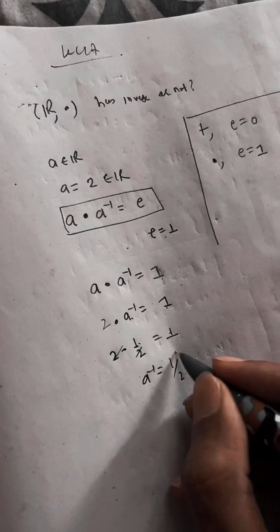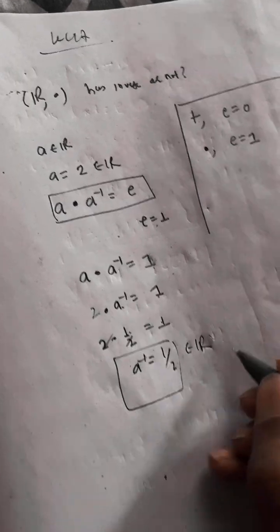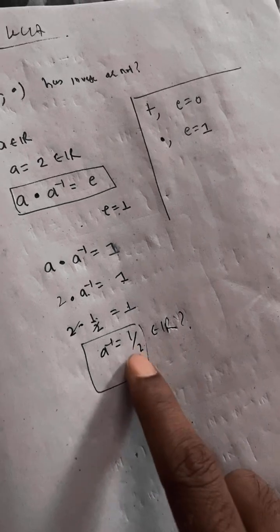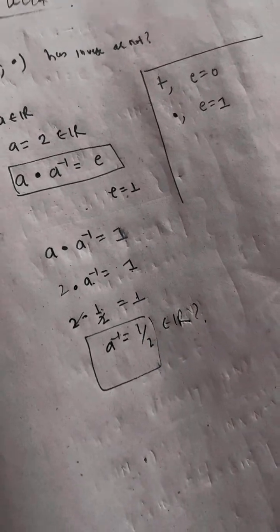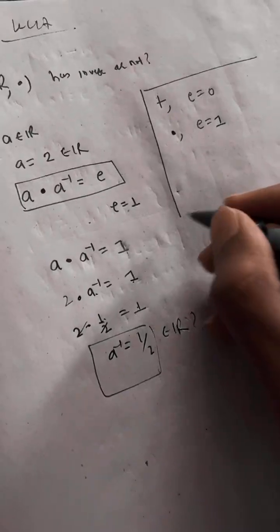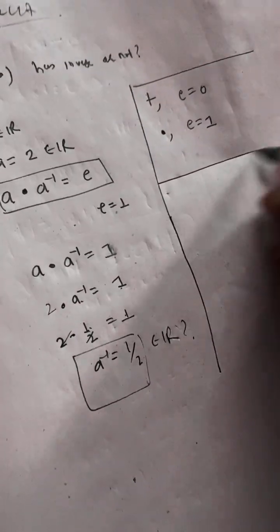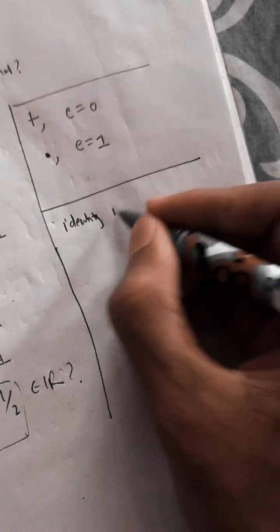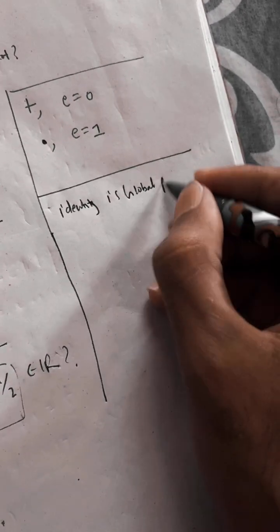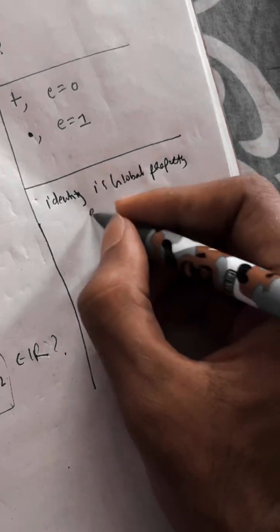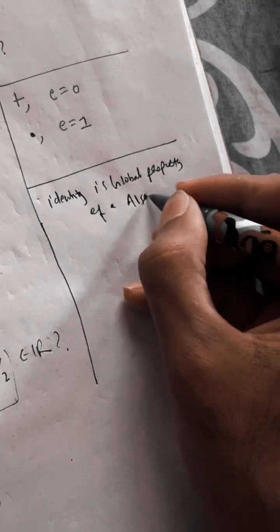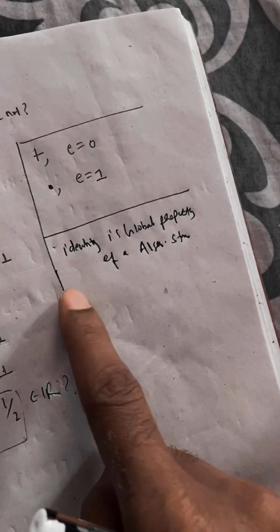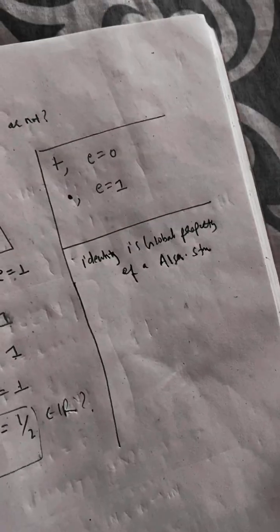Now we ask, does this number belong to this set R, the real numbers? Well, yes, it does. Real numbers contain this number 1 by 2. Now you have to remember one thing. The one thing is, identity is a global property of an algebraic structure. It means for all elements identity is always the same.